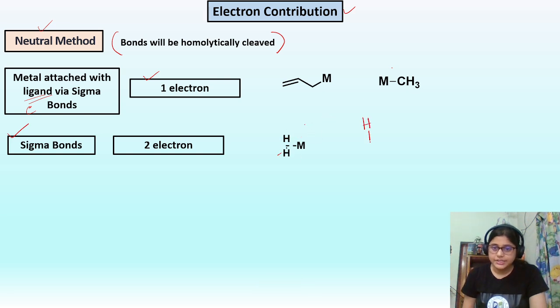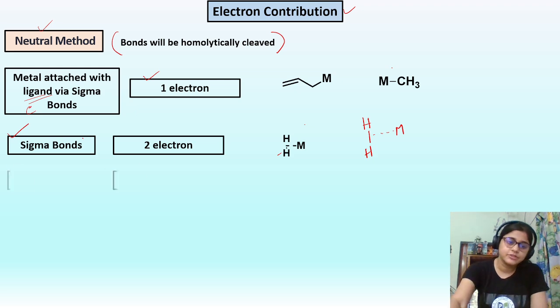Here the H sigma bond is actually donating. We know that sigma bonds consist of two electrons, so it is donating, and it is neutral. In neutral, it is not charged, right? Sigma bonds have no positive or negative charge, so it is donating two electrons only. Simple, in the neutral method. And next, pi bonds.